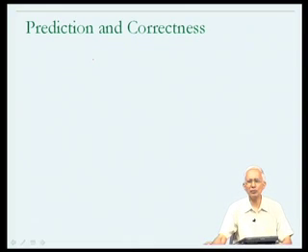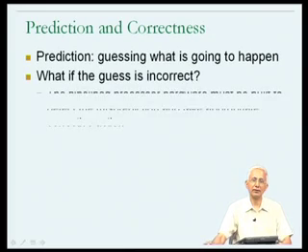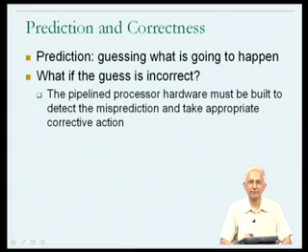Okay, now one problem with prediction or guessing things about the branch is that the guess may be wrong. And if the guess is wrong, then the program would behave incorrectly. And very clearly that is not acceptable. What I mean by incorrectly is the program would not execute as specified by the instructions within the program. So very clearly, since the guess about the branch could be wrong, the prediction could be wrong, the pipeline processor hardware must be built to detect a misprediction and then take appropriate corrective action so that the net result is that the program executes correctly.